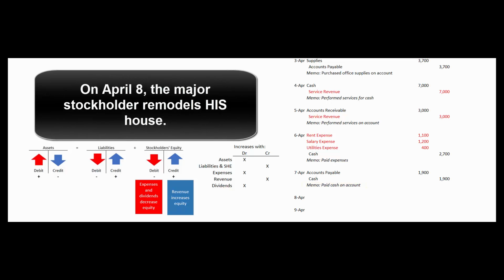On April 8th, our major stockholder remodels his house. Since that's a personal transaction and not a business transaction, there's nothing for us to record with a journal entry on our company's books.